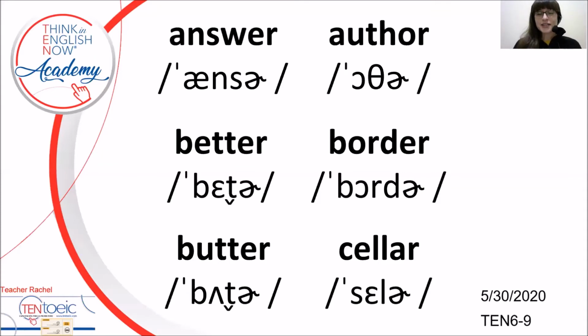Cellar. This is another name for a basement. So it's underground. We have our house and the basement is under the ground. That's also the cellar. Sometimes they use this word for where they store or keep wine, a wine cellar. So it's cold and usually underground. Cellar.